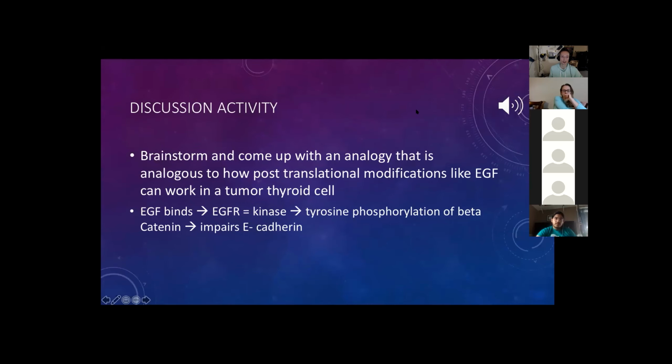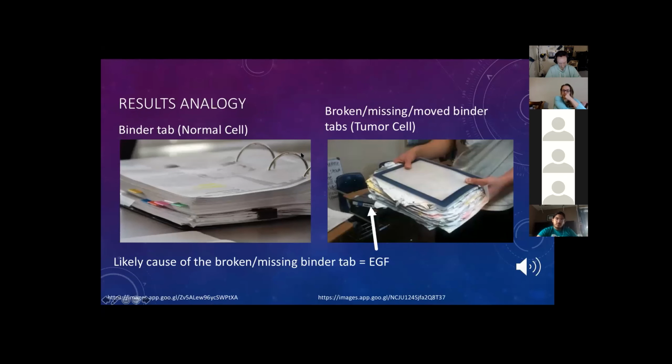Let's go back. Simran, you can have the stage again. For the results, I'll go back to the analogy of the binder tab. Normal cells can be seen as binder tabs that organize papers. Tumor cells can be seen as binder tabs that are broken or missing, thus leading to a disorganized binder and papers stacking up on each other. It is not likely that the tab just fell out or broke, just like a loss of heterozygosity or mutation would explain. It is likely that something is wrong in the tab itself when it was manufactured that led to its breakage. This could be compared to the epidermal growth factor that phosphorylates tyrosine and thus leads to suppression of cadherin itself.